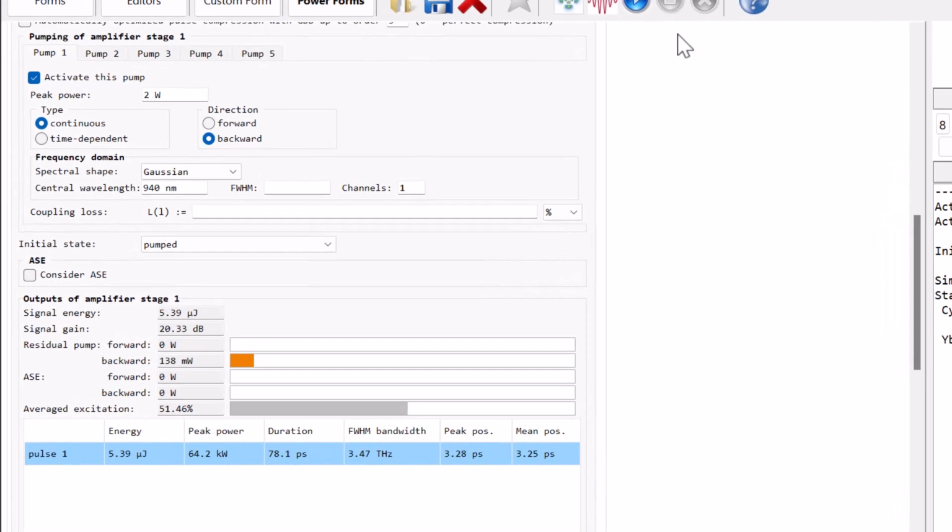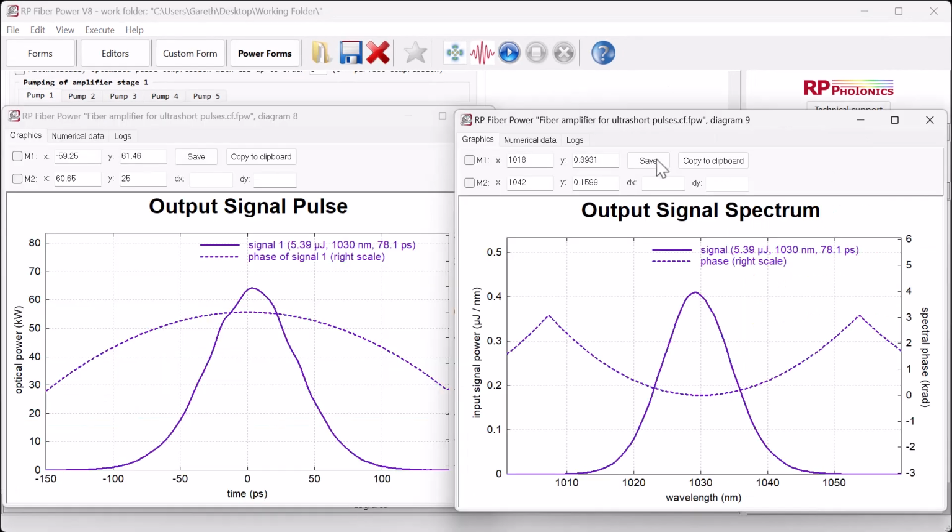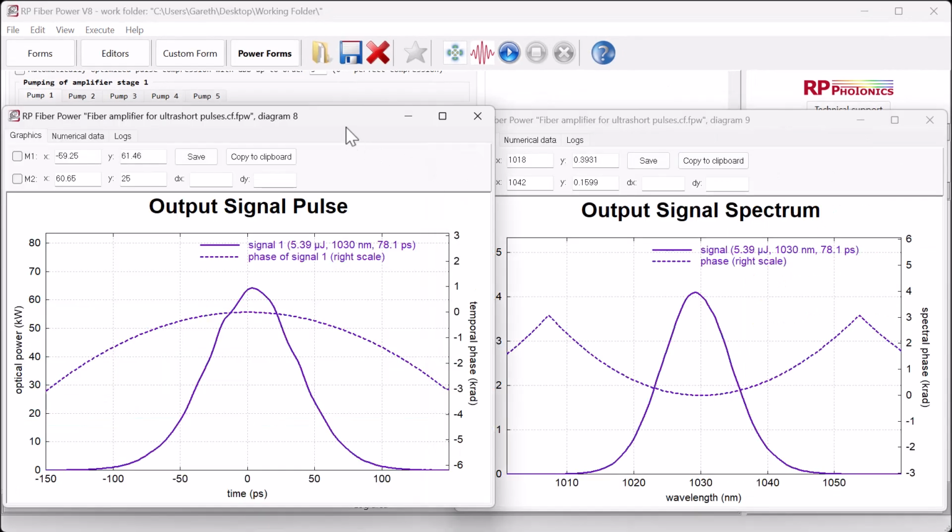We see that our pulse is successfully amplified to over 5 microjoules, reaching an output peak power of around 64 kilowatts. This level of power will induce significant, but hopefully not excessive, nonlinear phase changes near the amplifier's output. Looking at the output diagrams, we can get a better idea of the pulse shape. The pulse duration became significantly reduced from 100 picoseconds in the stretched pulse to only 78 picoseconds. This occurs because the chirped pulse's temporal wings, which correspond to the spectral wings, receive less gain due to the limited gain bandwidth of the fiber.